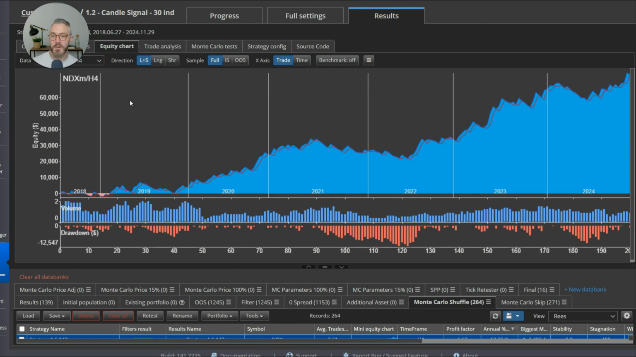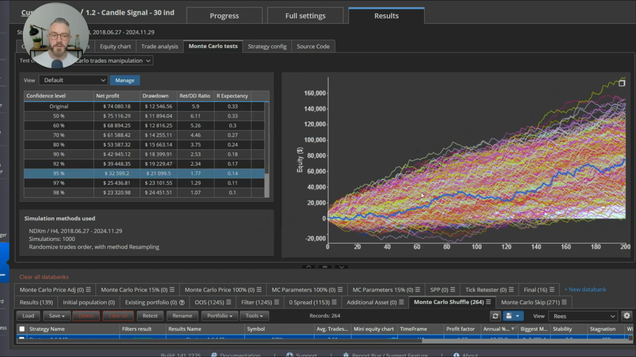This one is on the NASDAQ. You can see over the course of the last 5, 6, 7 years, it's profitable. It hasn't performed the best, but it's profitable. Now, one of the stress tests that we focus on is essentially shuffling the order of the trades. So we take all the data and then we tell the system to shuffle the order of the trades.